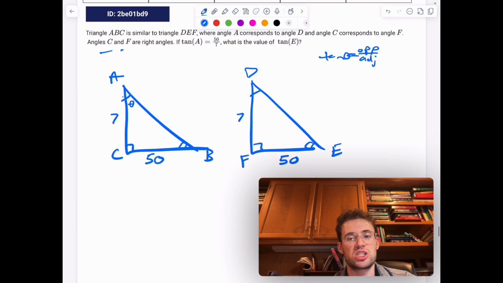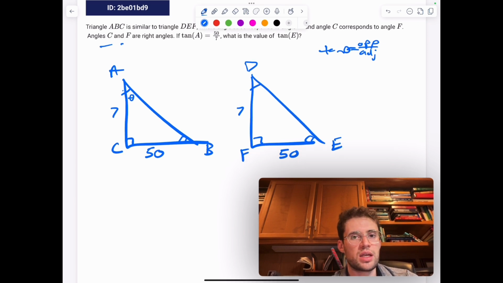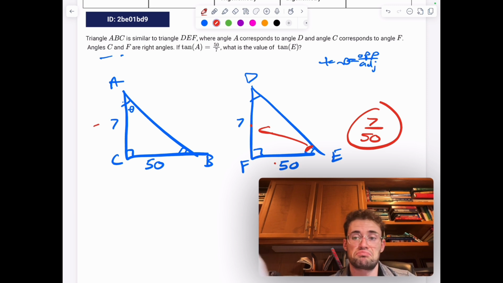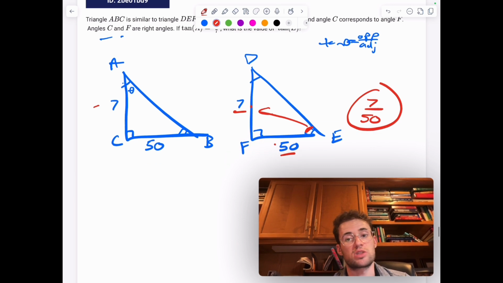What is the value of tangent of E? Tangent of E, well, E is right here. So tangent is opposite. In this case, opposite of E is 7 over adjacent, which in this case is 50. So it's just 7 over 50. So all you have to do there is just kind of keep track of which sides match up to which, and then just understand how to do tangent. And it doesn't matter that this side is probably not exactly 7 and this one's not exactly 50. That's the ratio of them.